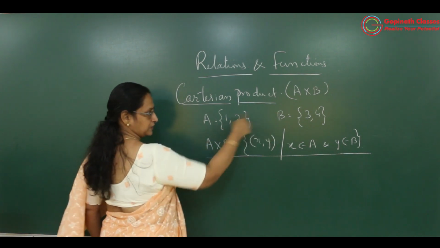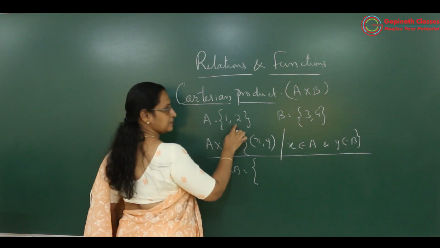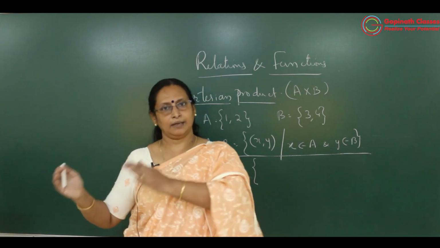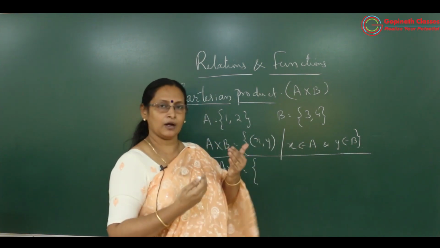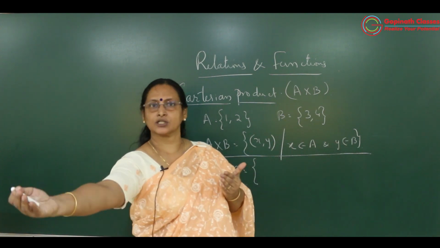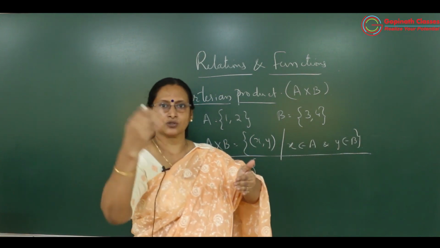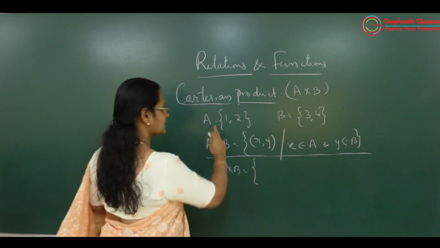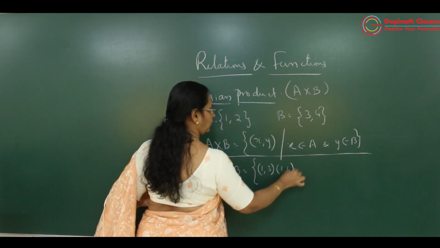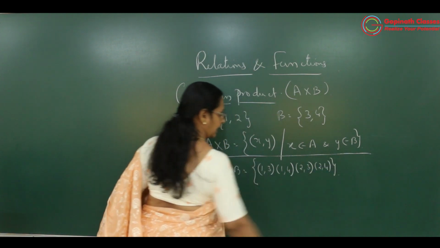Now, if I am taking this example, A cross B, what will come? A cross B will be a set. I am taking, like, maybe 11th standard A and 11th standard B. I am taking a pair of students: the first student from A section, the second student from B section. Then another pair: first from A section, second student from B section. That's all. So how will it come? With 1: (1, 3), (1, 4), (2, 3) and (2, 4). This becomes A cross B.